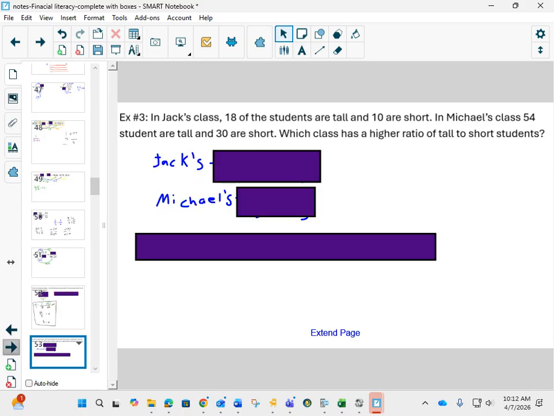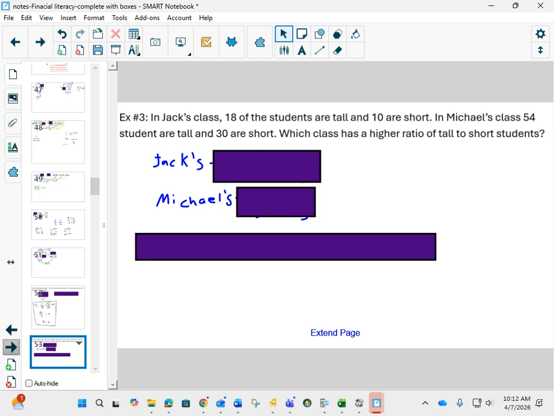In Jack's class, 18 of the students are tall and 10 are short. They must have a line, I'm on the tall side, right? They must have a line in that class. In Michael's class, 54 students are tall and 30 are short. Which class has the higher ratio of tall students to short students?